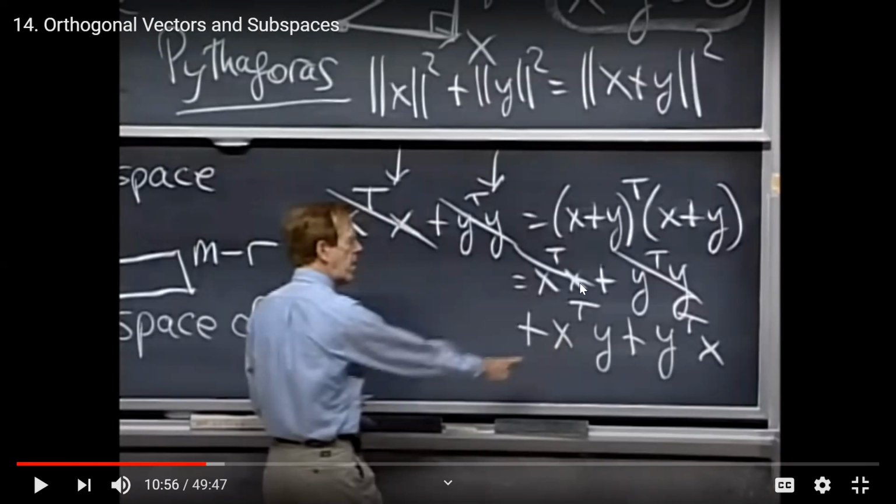First term is x transpose x, then y transpose y. The next term is x transpose y. And then you have the fourth term, which is y transpose x. If you look into this equation on the left and right, these two terms are cancelled by these two terms.